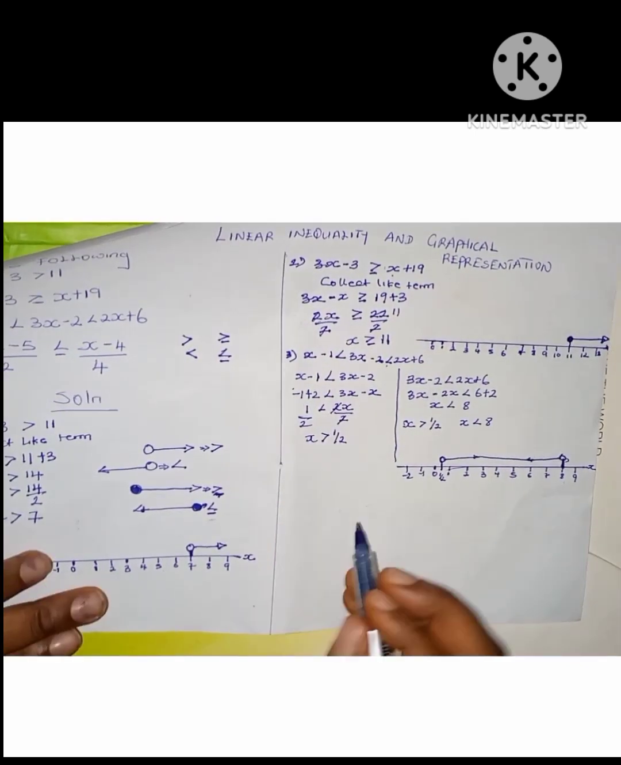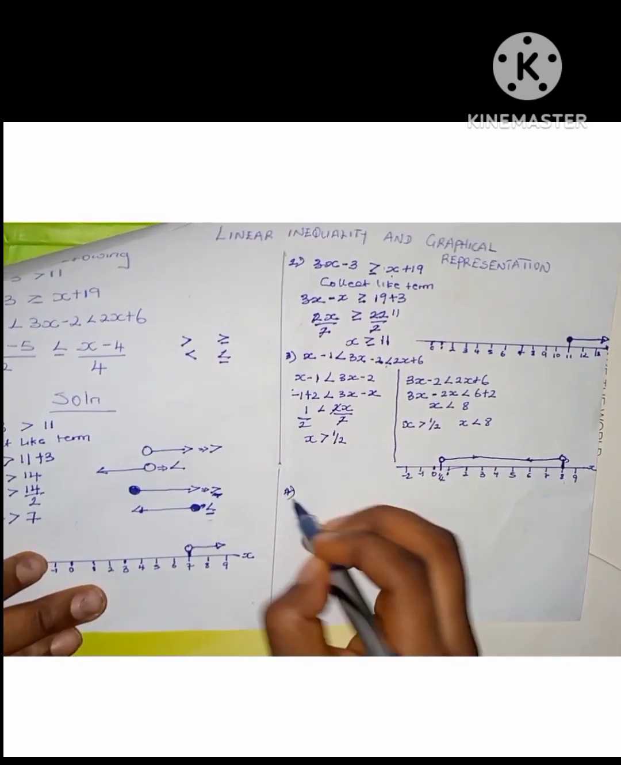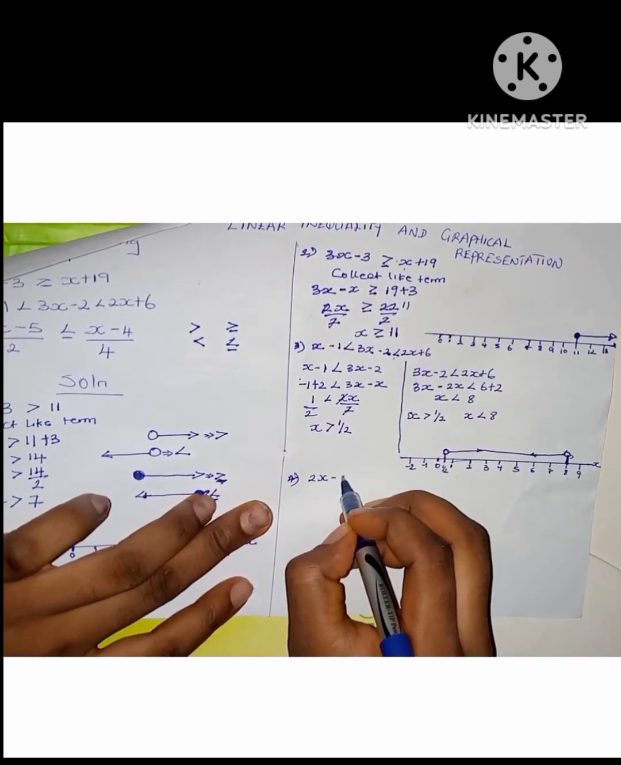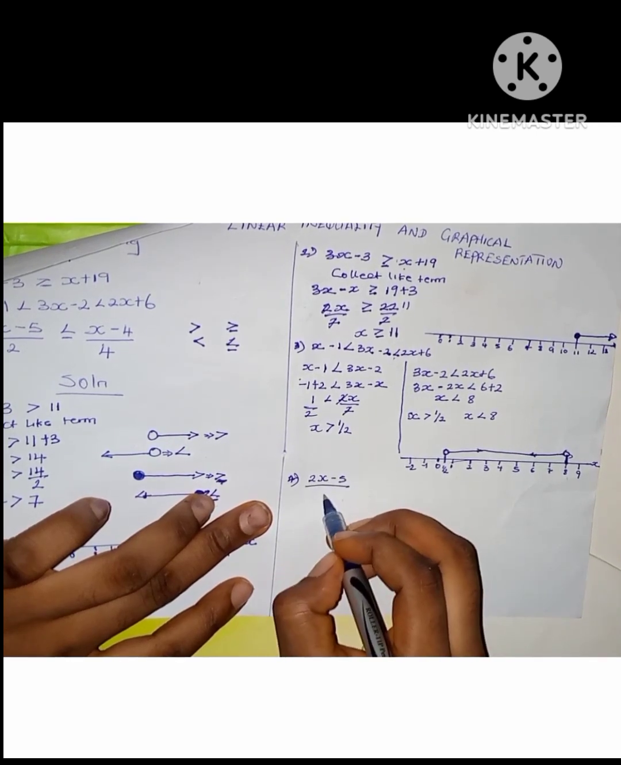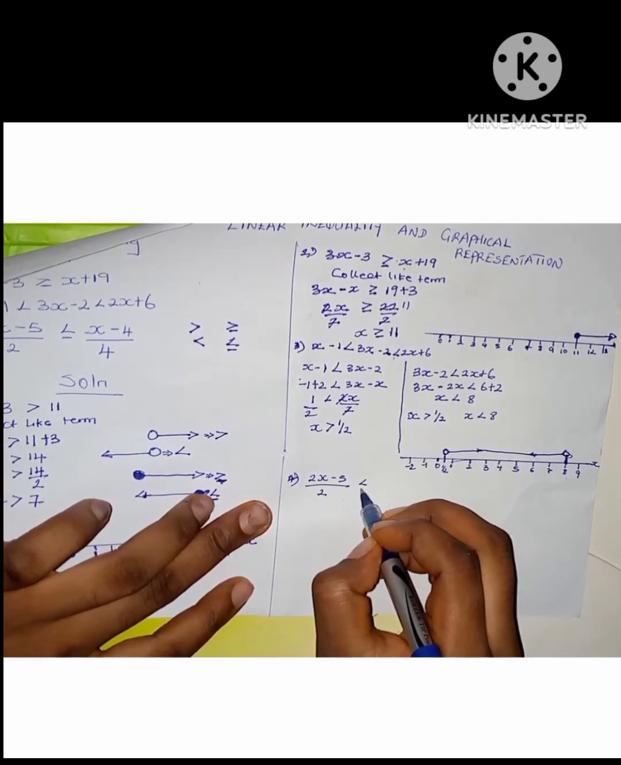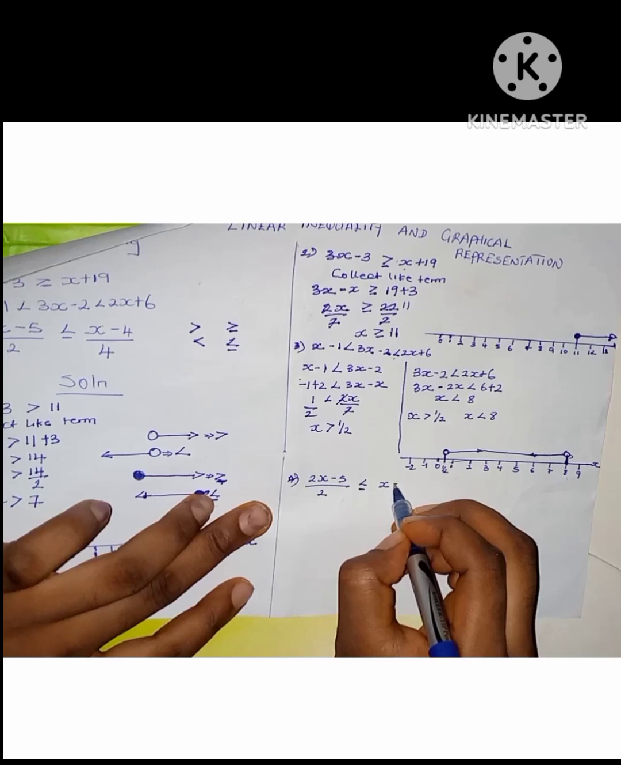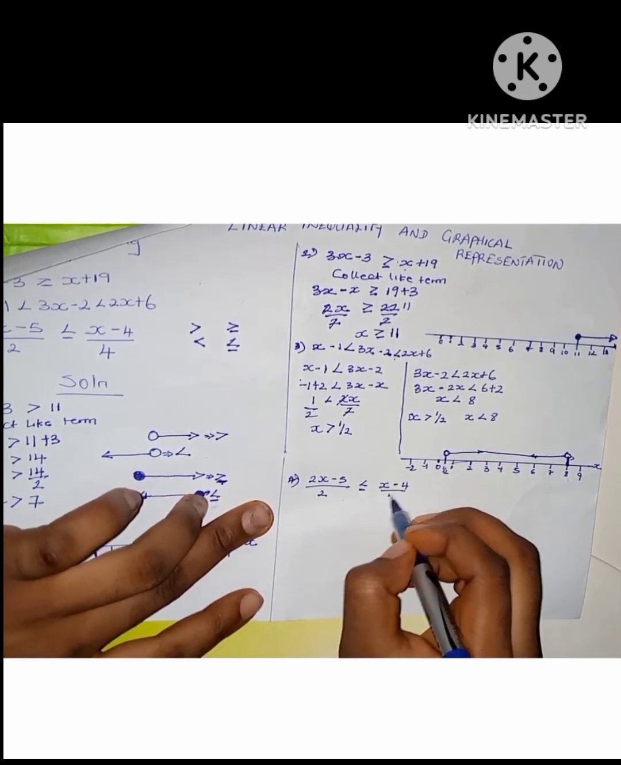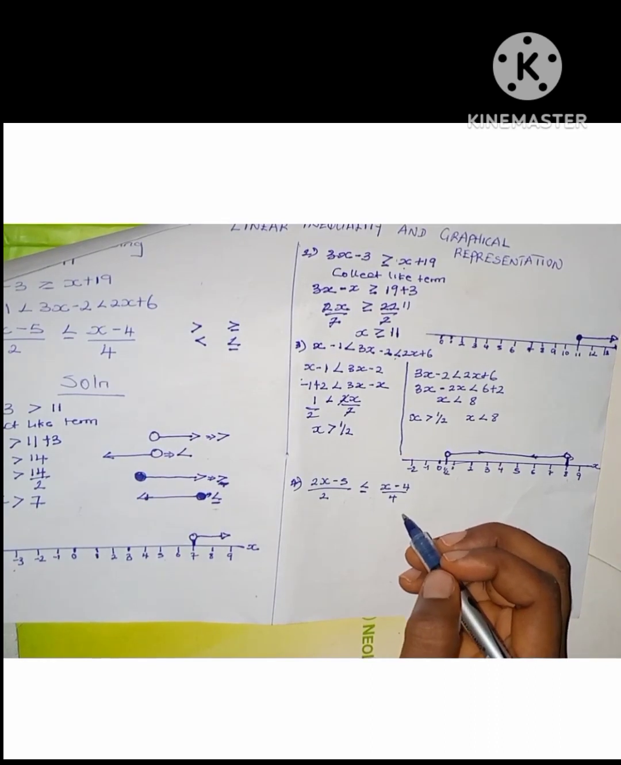And the last one is number 4. It says 2x minus 5 over 2 less than or equal to x minus 4 over 4. So what are we going to do here?